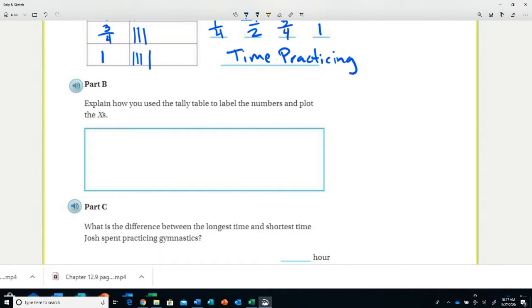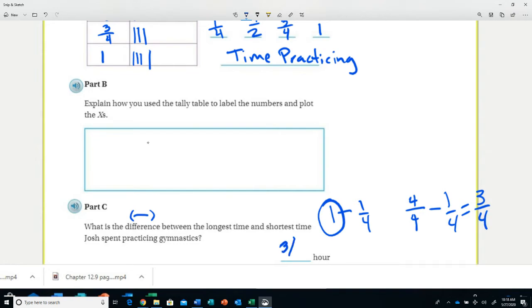Part C, what is the difference between the longest time and shortest time Josh spent practicing gymnastics? So big things here. You have got to know that difference means subtraction. So my longest time was 1 hour and my shortest time was 1/4 of an hour. I can't do this easily. But if I change my 1 whole hour to 4/4, because that's a whole unit, minus 1/4 equals 3/4. Get 3/4 of an hour.